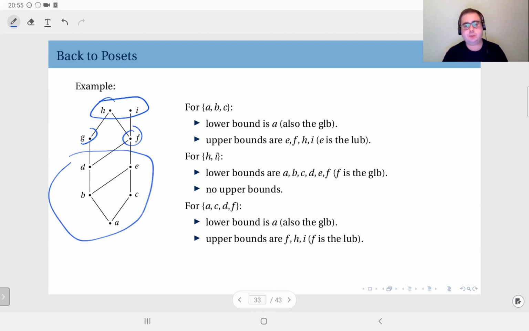What about upper bounds? For H and I, we do not have any upper bounds because there are no elements in the entire poset that are greater than both H and I. The two of them are incomparable, so none of them are upper bounds either.